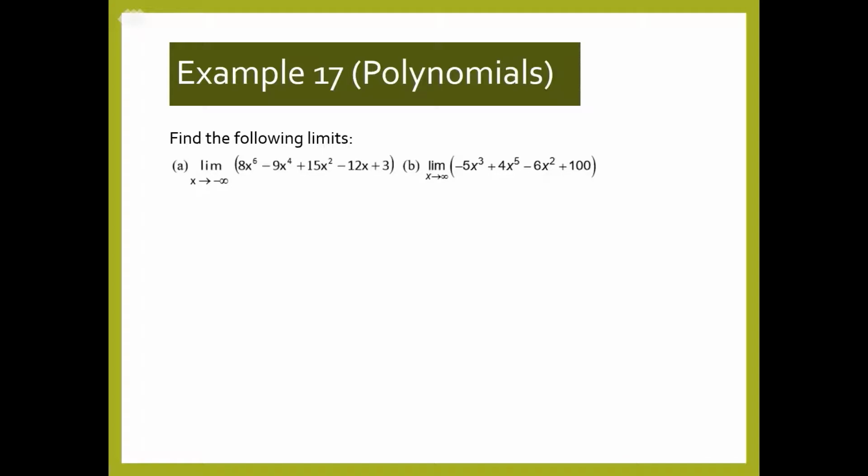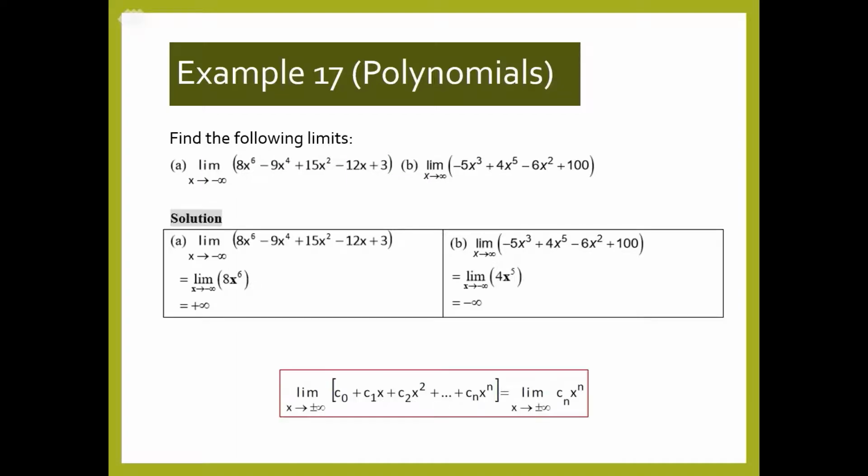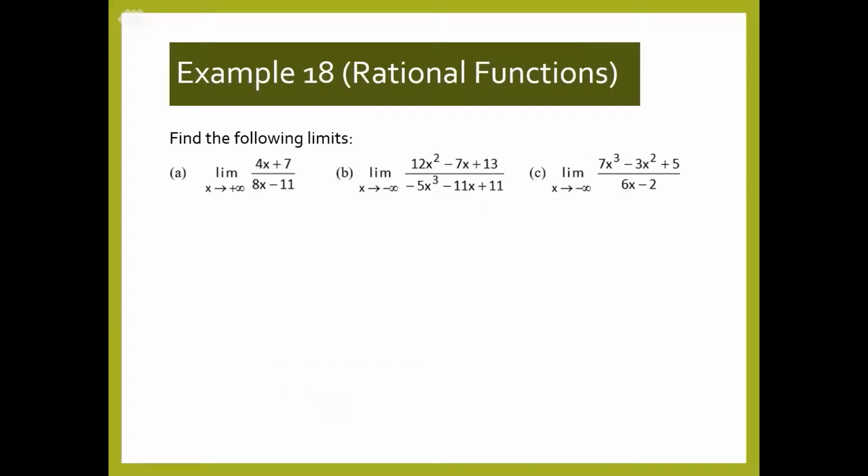Next, proceed with example 17, which is also on polynomials. For a polynomial with more terms, you can just take the highest degree of x term in the calculation of the limit for both a and b by substituting the corresponding x value into the highest degree of x term. You will get positive and negative infinity respectively. Example 18 is on rational functions.